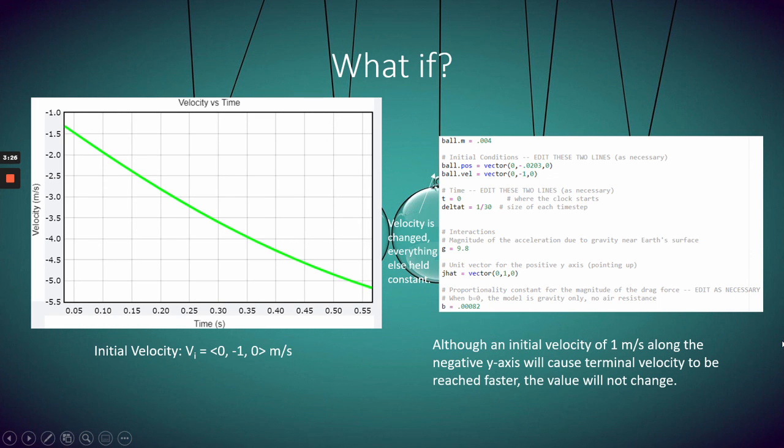If I had thrown the ball downwards at a velocity of 1 meter per second and held everything else constant, the terminal velocity would not change values, but would be reached quicker. The drag force increases as speed increases, so if the initial velocity was raised, then the drag coefficient would change proportionally to result in the same terminal velocity.